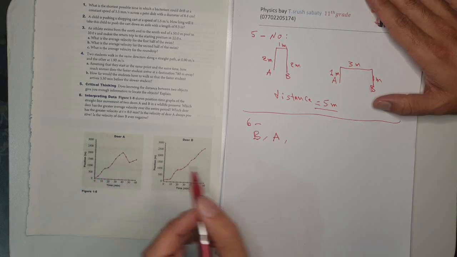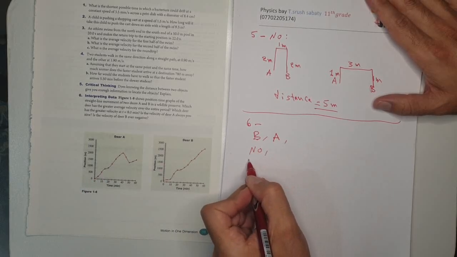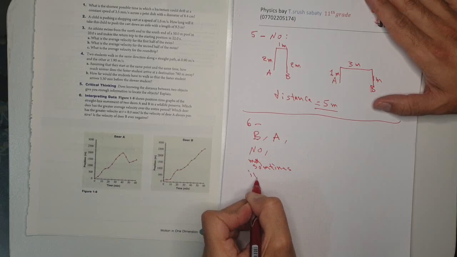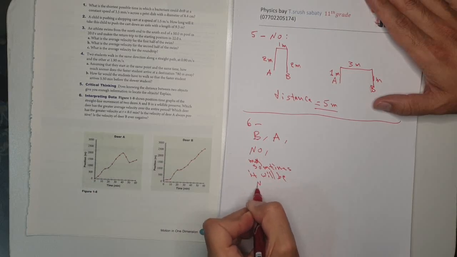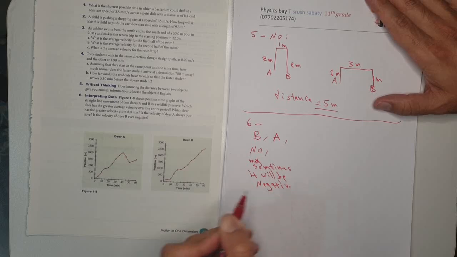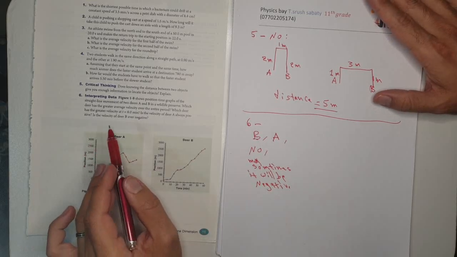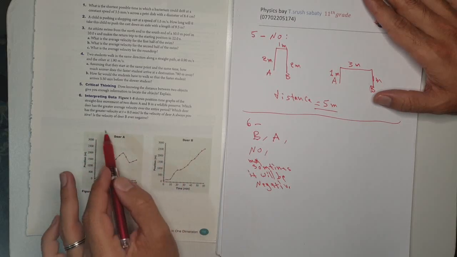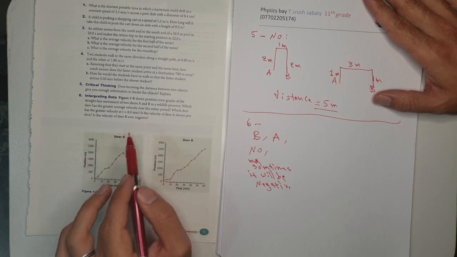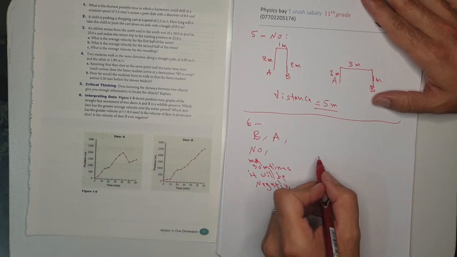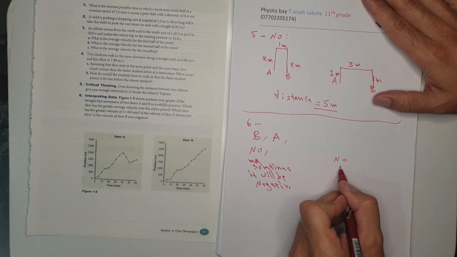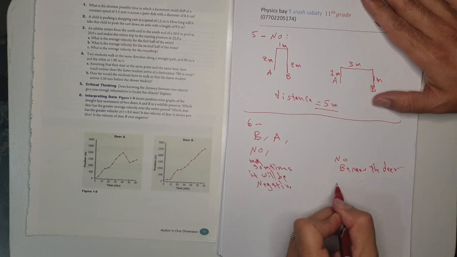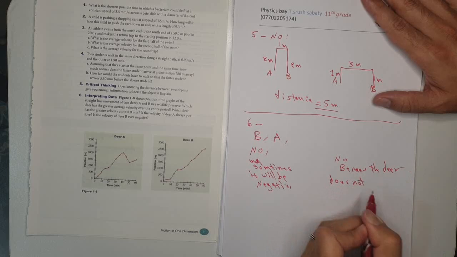If the velocity of deer A is always positive, no, maybe sometimes it will be negative. Is the velocity of deer B ever negative? No, because the deer does not return back.